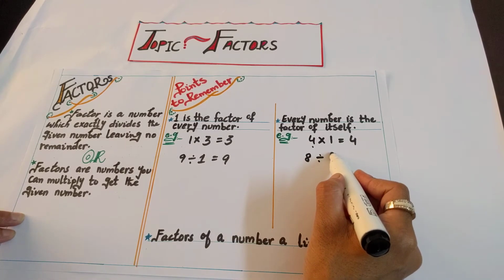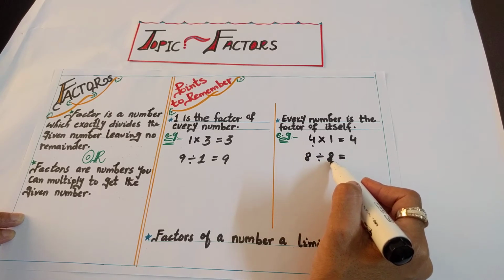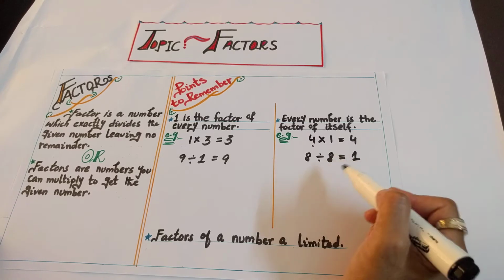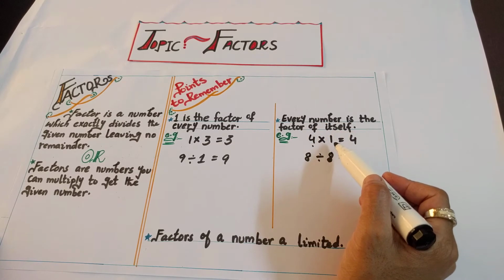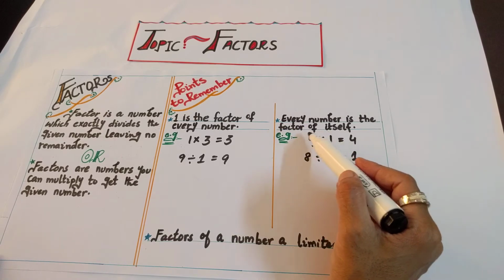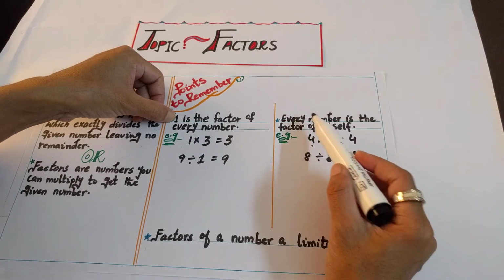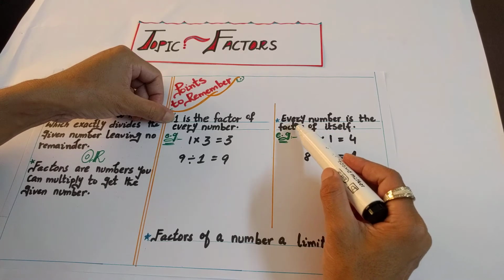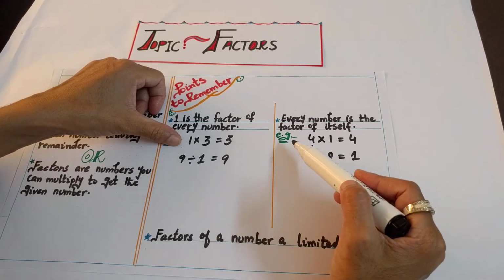8 divided by 8. A number divided by itself. 8 ones are 8. So dividing a number by itself gives 1 as a quotient. It means every number is a factor of itself. These two are very important points to remember, because 1 and the number itself are always factors. 1 is a factor of every number and every number is a factor of itself. You can also check it by an example.